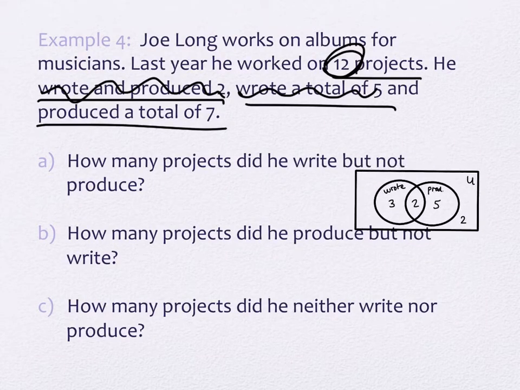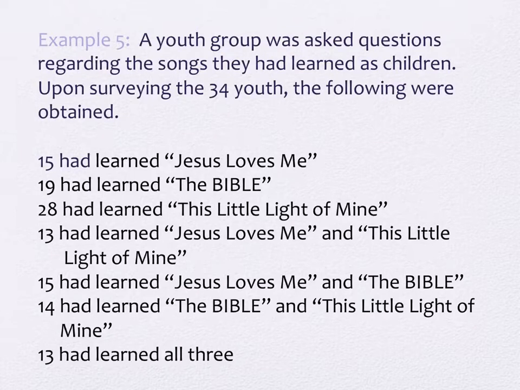Here's a mini version of it. Okay, so how many projects did he write but not produce? 3. How many projects did he produce but not write? And how many projects did he neither write nor produce? Okay, so answering the questions should be easy after you've done the hard work of creating the diagram. Answering the questions should be very straightforward. All right, I think it's the last one for today. Oh, it's almost the last one.